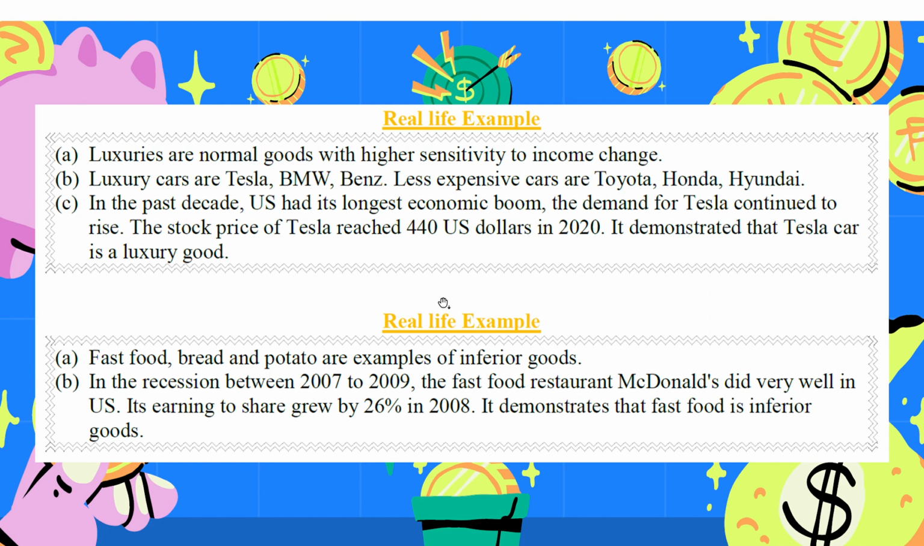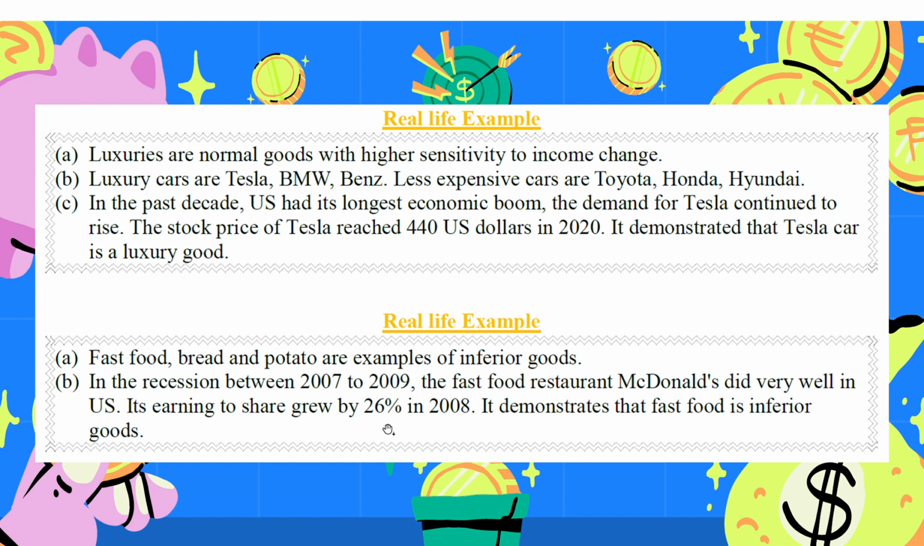There are 3 marks or 2 marks for a detailed real life example. For example, about inferior goods, you will remember fast food, bread, and potato are examples of inferior goods. During the 2007 to 2009 recession, compared with the past decade, 2010 to 2020, booming and oscillating, the fast food restaurant McDonald's did very well because this is an inferior good. When the economy goes down, it benefits.